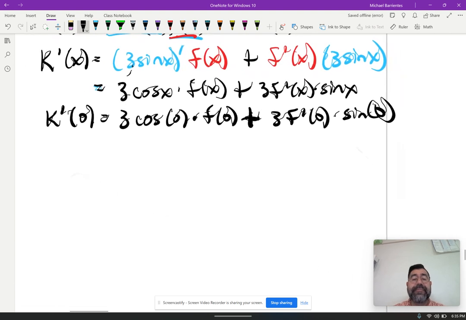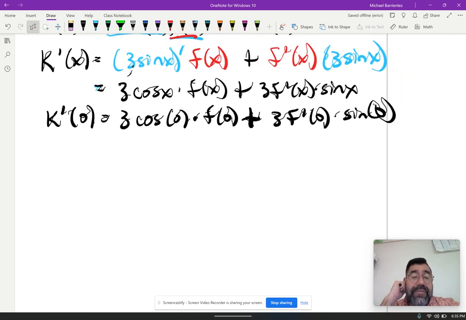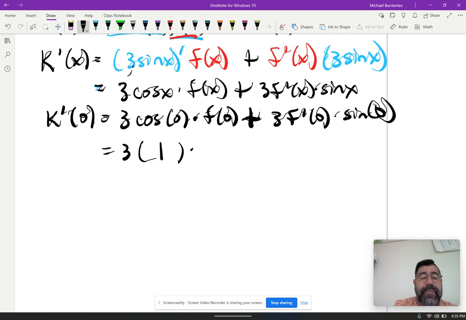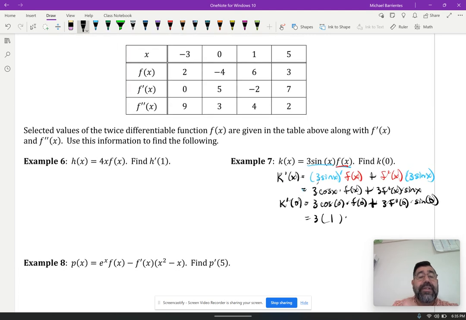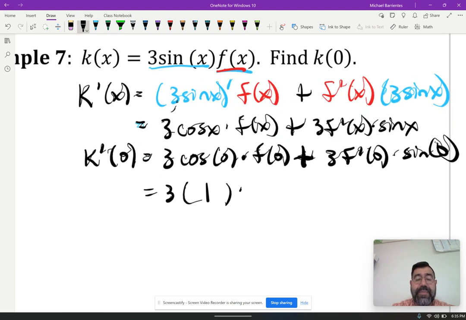Great. I'm going to zoom in. Let's see if we can find some of these fairly quickly. 3 times the cosine of 0, if you think of the unit circle, if you use your finger trick, whatever you use, cosine of 0 is 1 times f of 0. Well, f of 0, they gave us a table here. When my input is 0, f is negative 4. So this is going to be negative 4 plus 3 times f prime of 0.